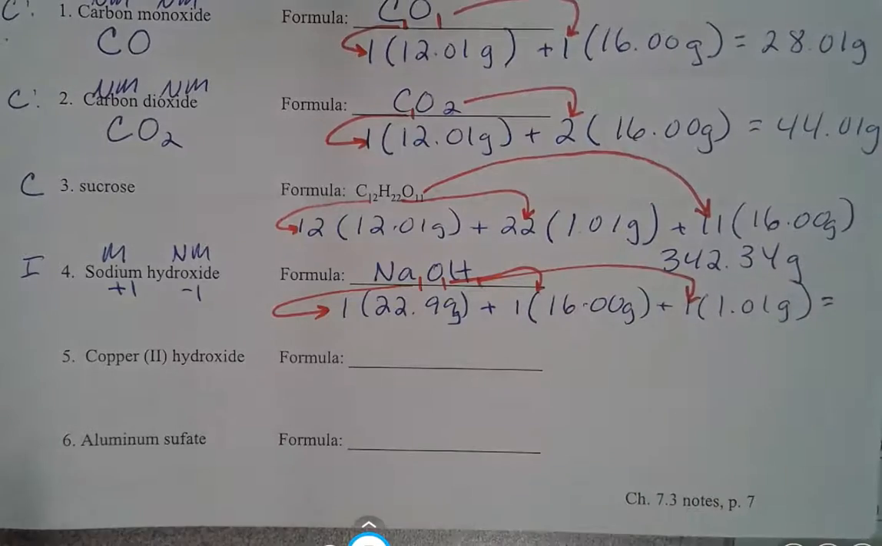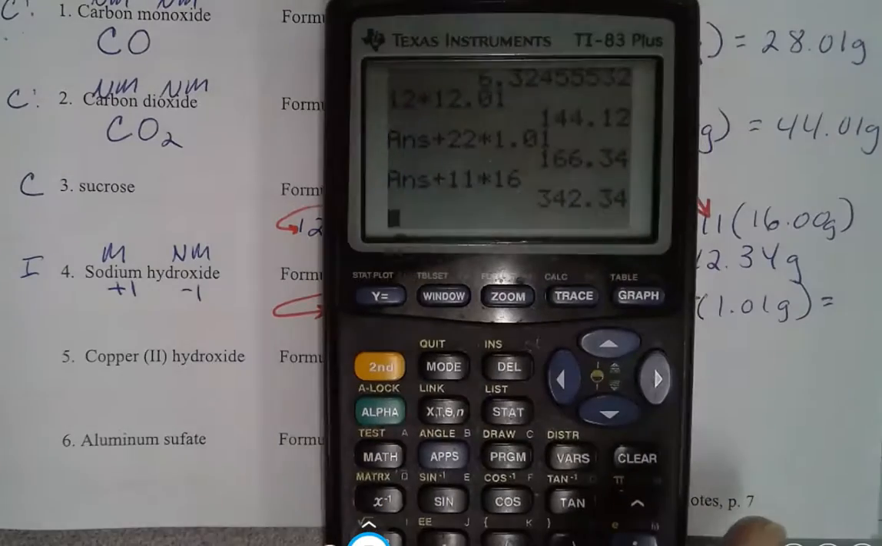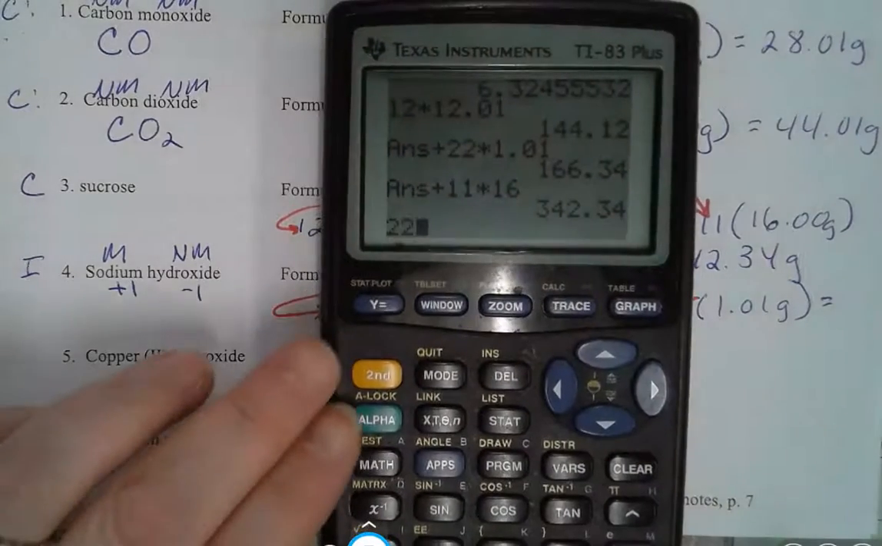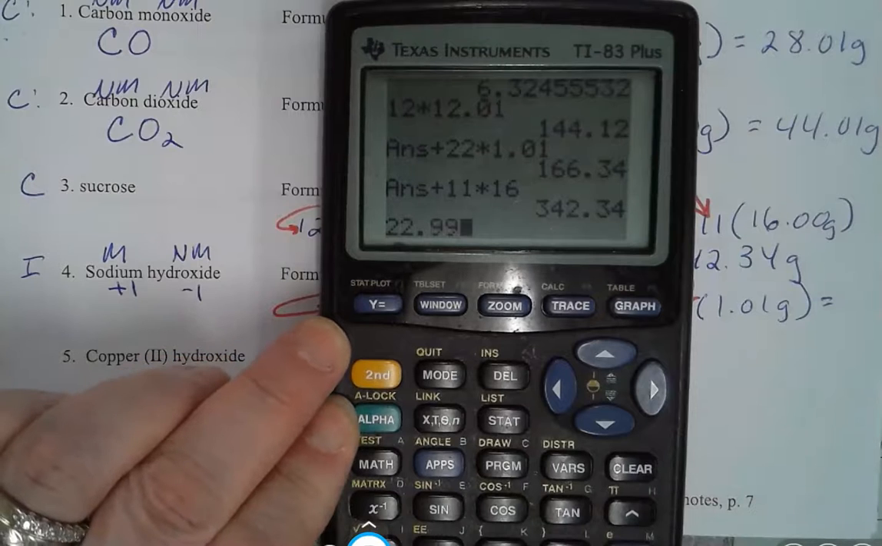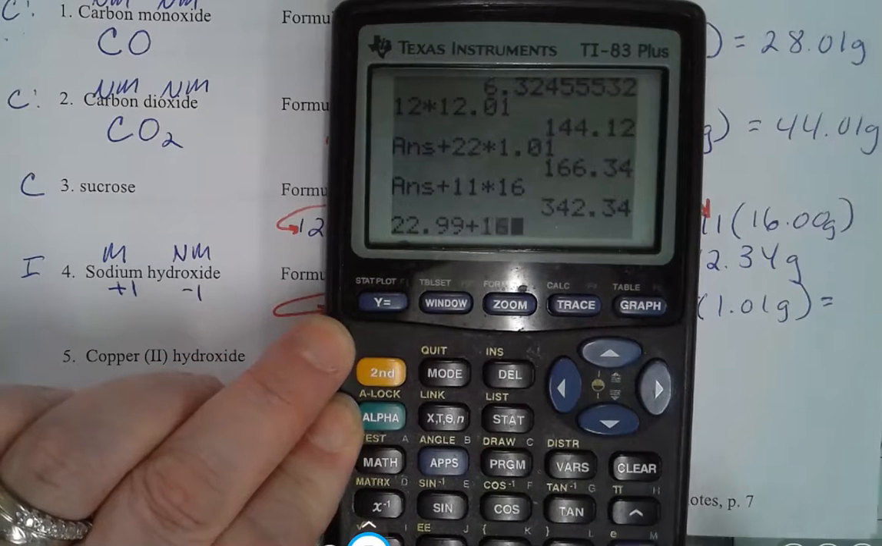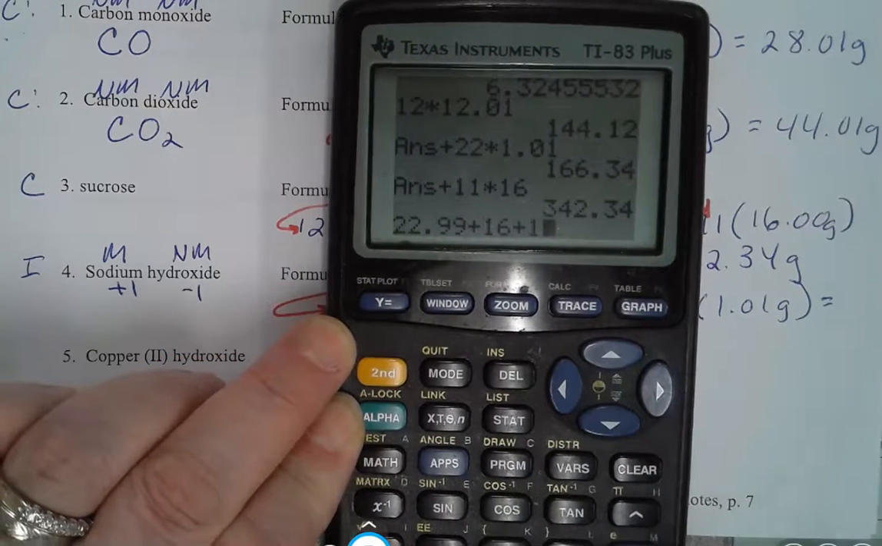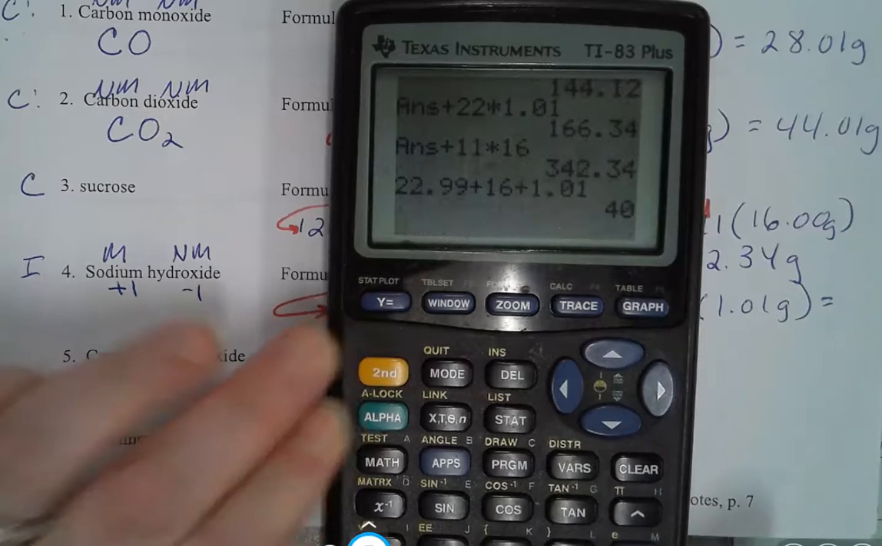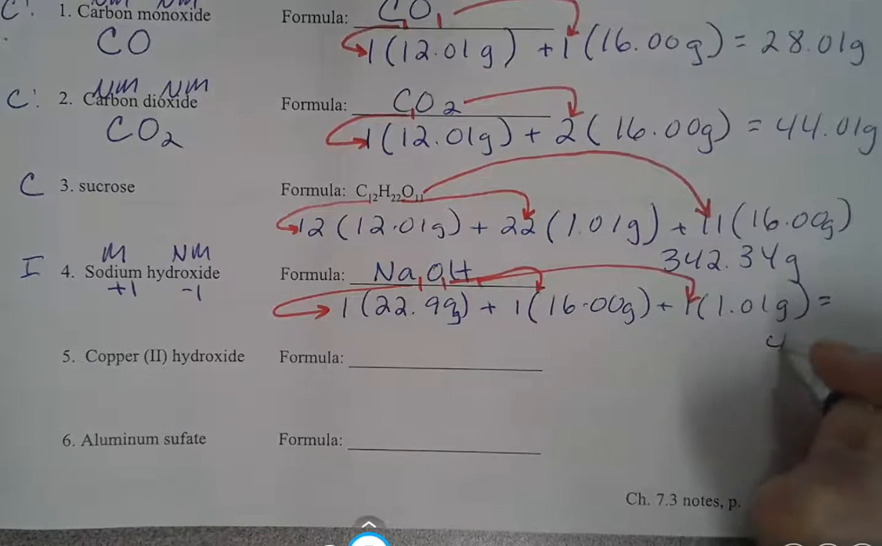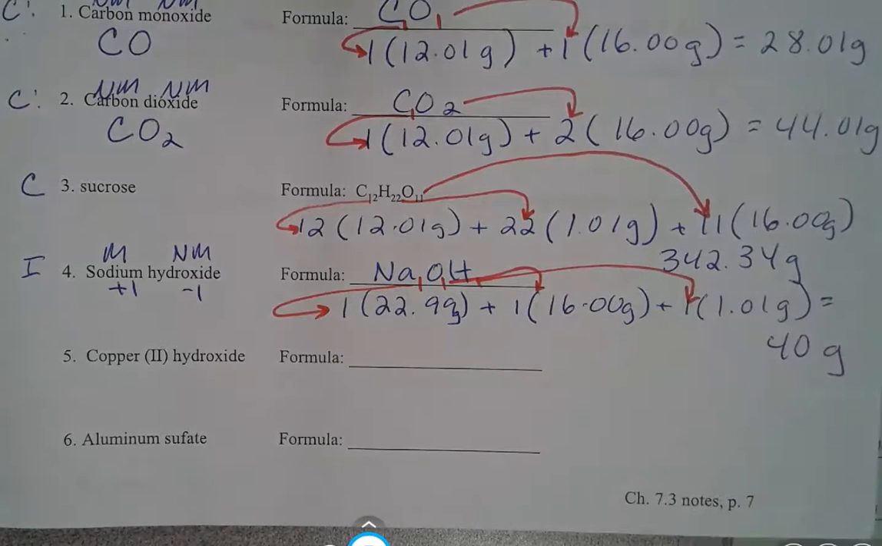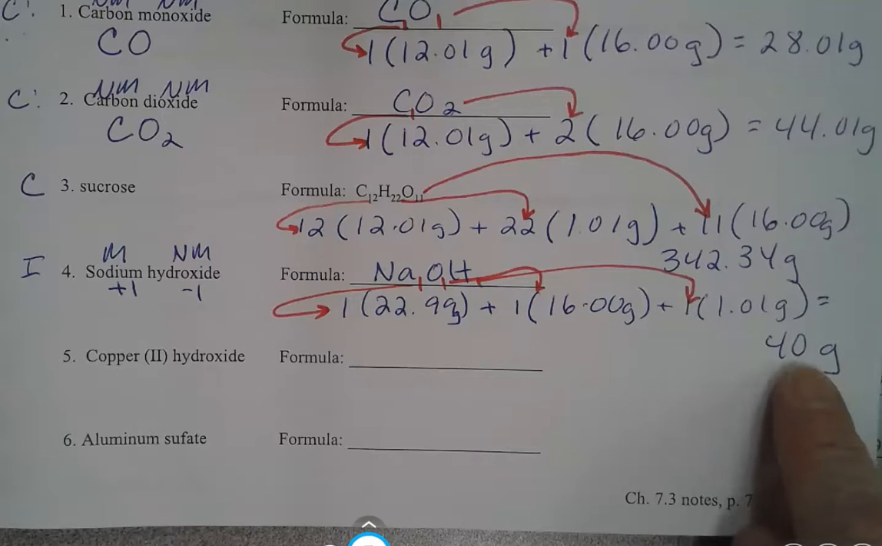They're all 1s, right? So, ready? What is 22.99 plus 16 plus 1.01? Looks like 40 exactly, isn't it? So it is 40 grams. So 1 mole of sodium hydroxide has 6.02 times 10 to the 23rd, let's say molecules. That's actually called a formula unit, but I'll just use molecules, same idea. And it weighs 40 grams.